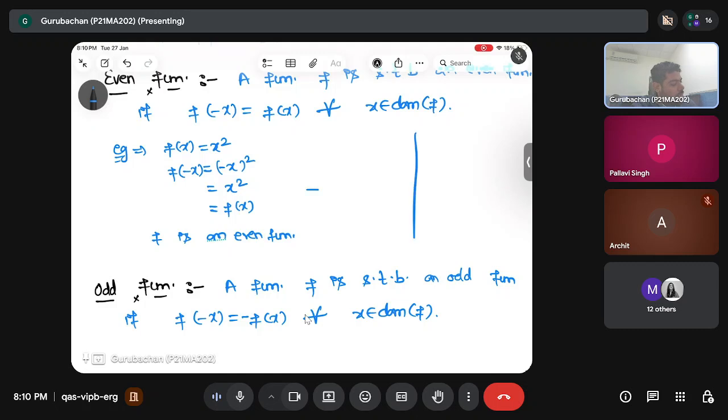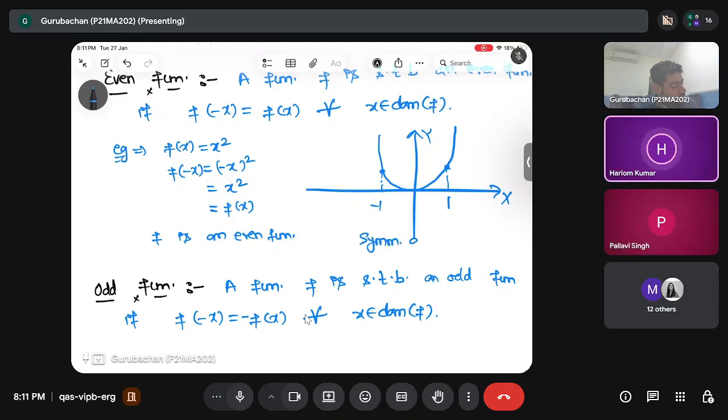And you will draw the graph of this one. So what is the meaning of here some x, 1, and here it is minus 1? So this is positive and this is also positive. So it is symmetric about, tell me, symmetric about y-axis. Good.